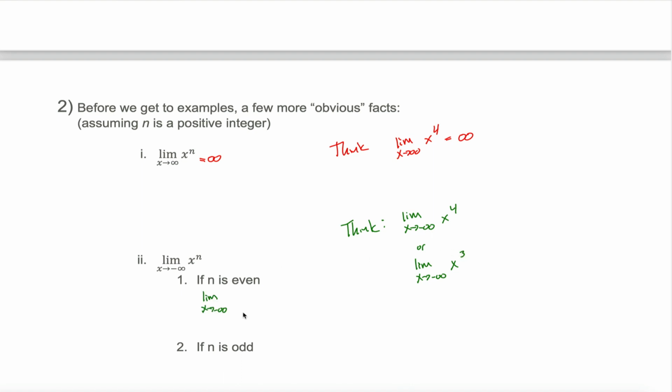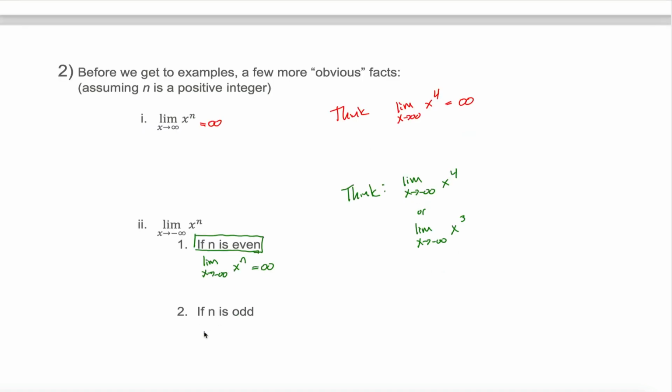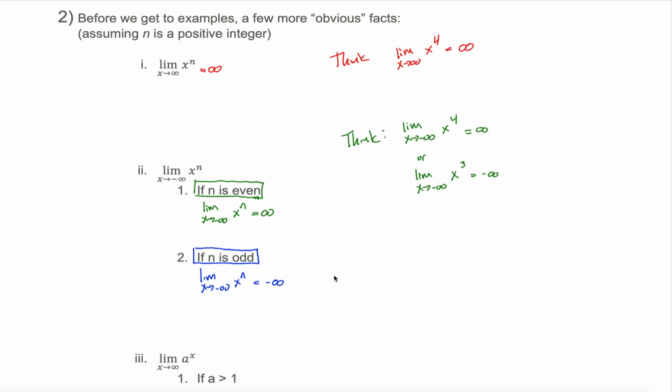More generally, the limit as x approaches negative infinity of x to the n power is equal to positive infinity if n is even. But if n is odd, that's not the case. In the case where n is odd, the limit as x approaches negative infinity of x to the n is equal to negative infinity. We didn't care about whether n was even or odd when x was approaching positive infinity, but when x is approaching negative infinity, it ends up being really important, as hopefully you can see from these examples up here. A couple more little facts.